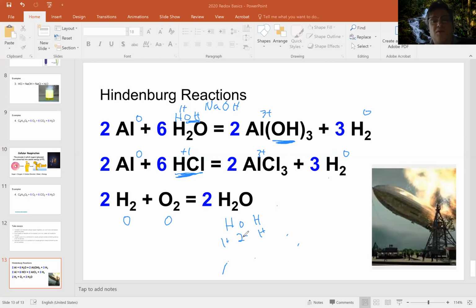You could also use the biology trick with this one. Typically, hydrogen reduces and oxygen oxidizes, which means that if oxygen oxidizes, that means it's being reduced. If hydrogen reduces, that means it's being oxidized.